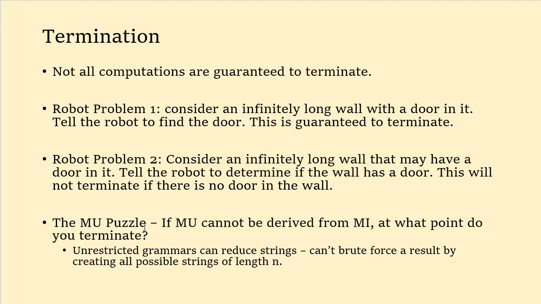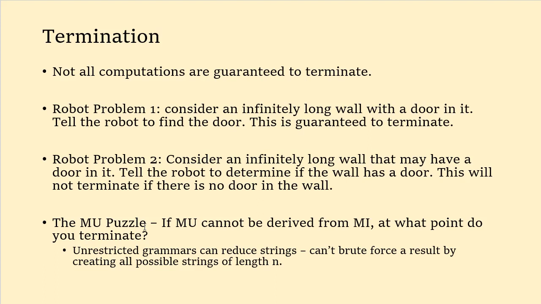And the problems I'm giving here are just a good touchy-feely, not a real proof, just a good intuitive notion. So the robot problem number one: consider an infinitely long wall with a door in it, and you tell the robot to find the door. Well, that's pretty easy. Let's pretend that the wall actually has a beginning at one end, but it's infinitely long on the other end. So on the eastern end, we know where the wall starts, but on the western end, it goes forever. You tell the robot to find the door. Well, the robot just starts walking, and it will find the door. That's guaranteed to terminate because there is a door and the robot will find it.